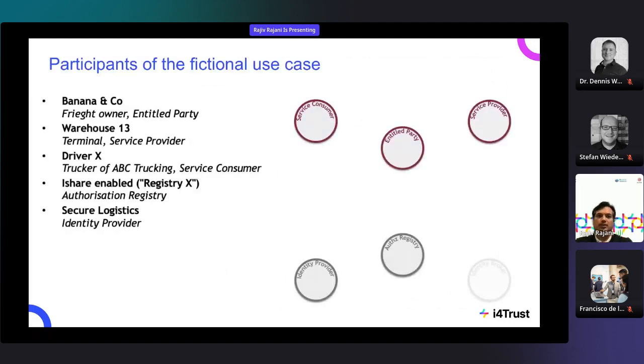Now let's extend this use case a bit to explain the human to machine flow. The example is more or less the same. However, now there is an addition of a service consumer, a human service consumer in this case, called driver X. Driver X is actually a trucker within the ABC trucking company. And there is an introduction of a different authorization registry, called registry X. And there is an identity provider called Sigo Logistics that is being used by the ABC trucking company or driver X to identify itself. So let's have a look at how this flow would work.